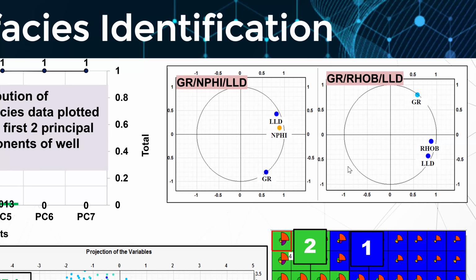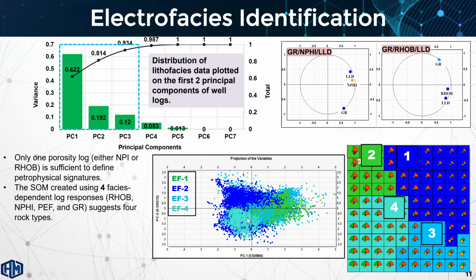losing significant information. Another technique like the scatter plot or clustering analysis, as you can see, we have four different clusters. For this example, it means we have four different rock types or electrophases groups.